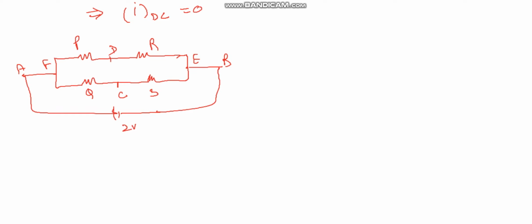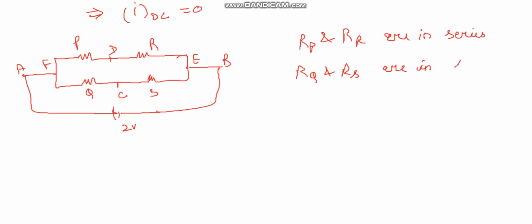Now to calculate the equivalent resistance, I can say that resistance P and resistance R are in series. Similarly, resistance Q and resistance S are also in series, but the equivalents of these two are in parallel. If I take this as R1 and this as R2, then the equivalent resistance will become 1 upon R1 plus 1 upon R2. So let us calculate.